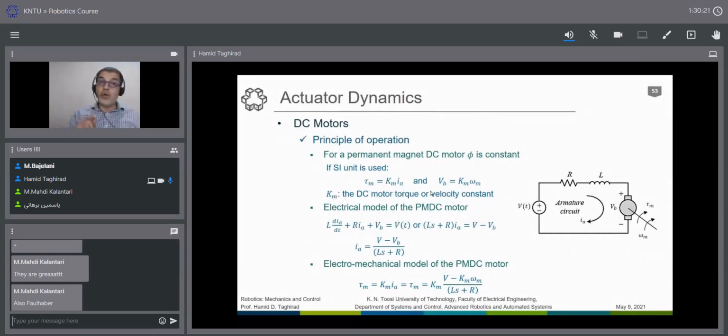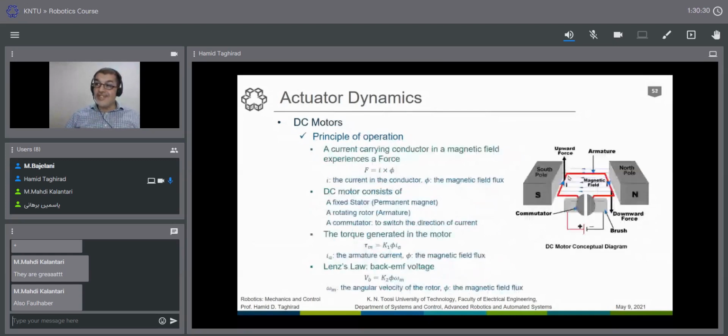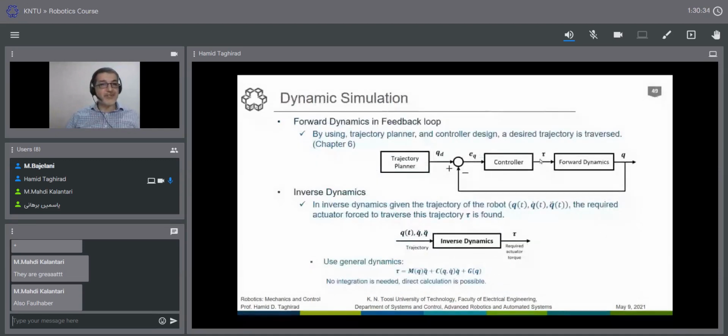And we need the torque. You remember, we need the torque to have the motion of the system. Why do we need the torque? As you remember in this chapter, we need the torque to have the motion for the robot. This torque is generated by the motor system.